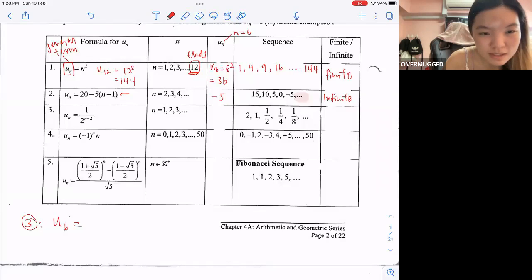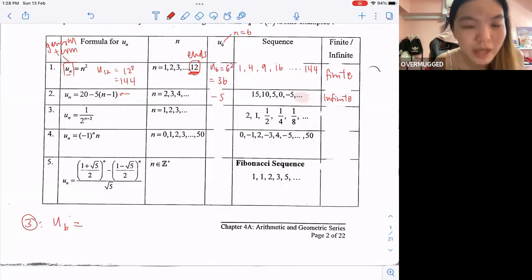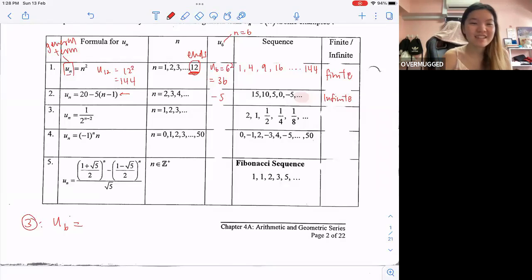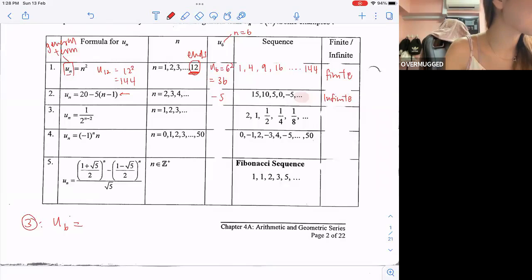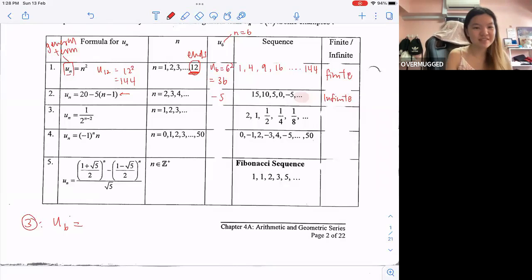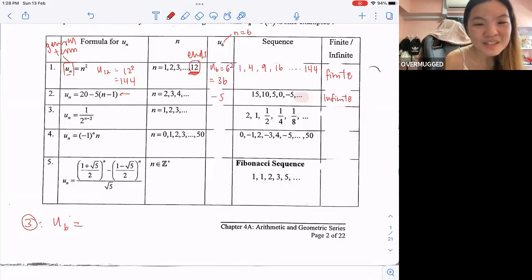Okay, 1 over 16, thank you, Jindrat. Kai Sing put 0.0625. I'm not sure if that equals 1 over 16 actually. Let me calculate. 1 divided by 16. Yes, 0.0625, 1 over 16. Thank you so much for your participation.